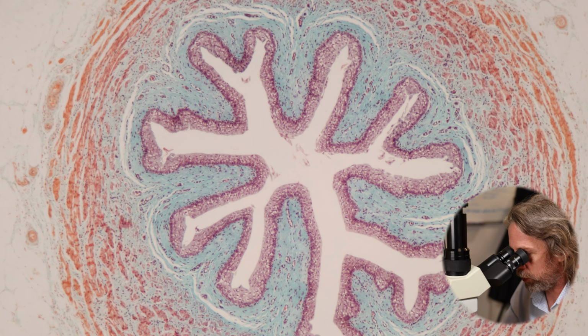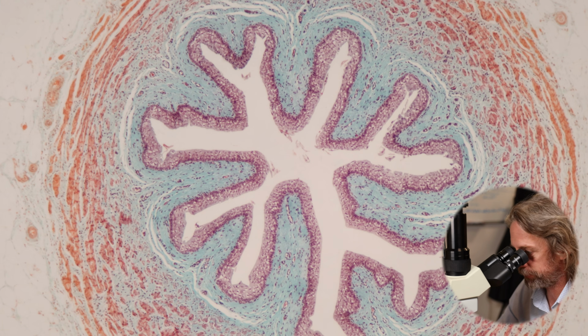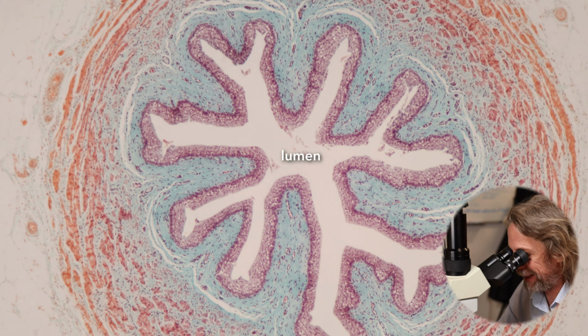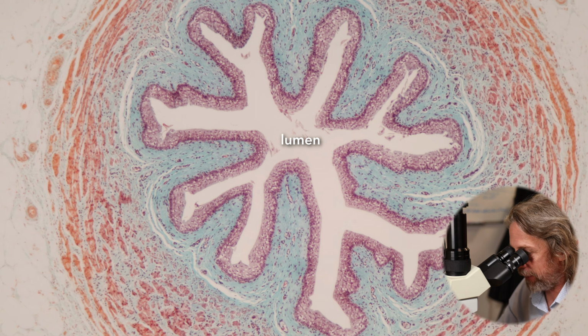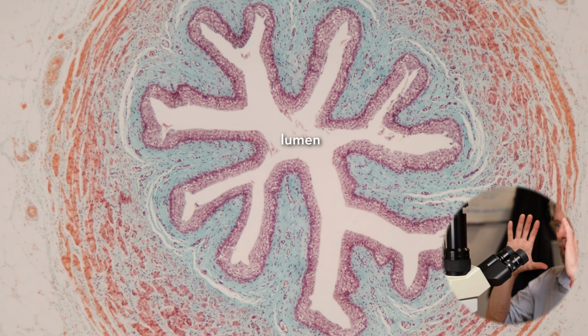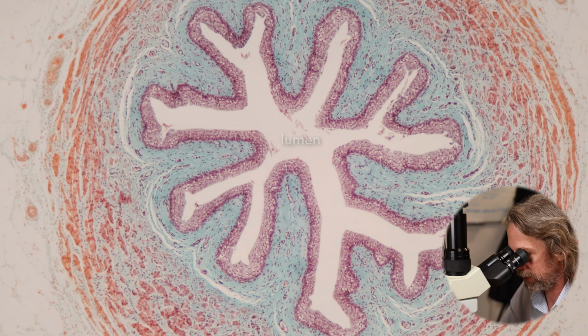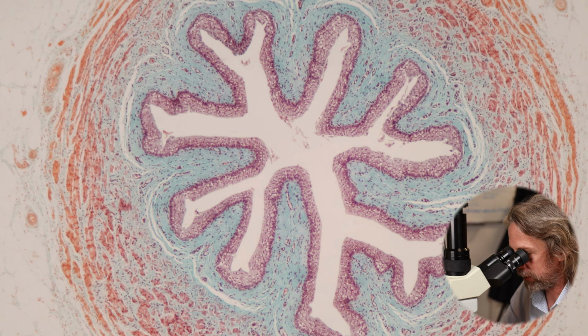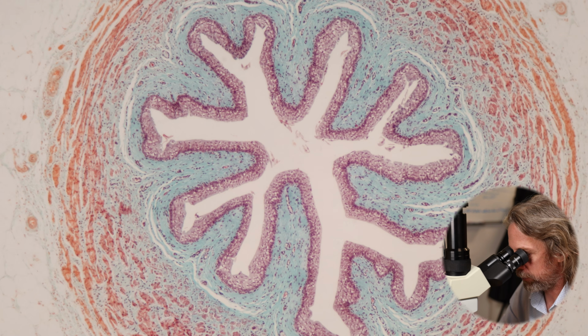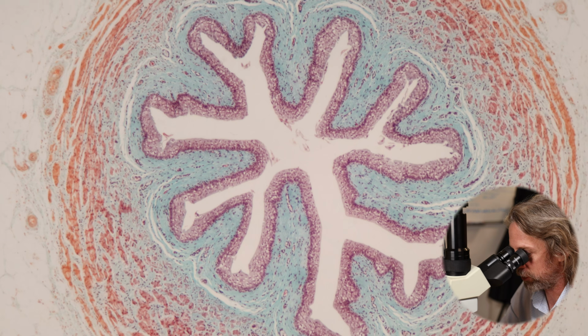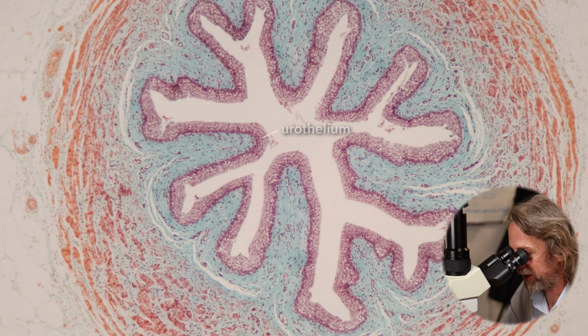This also looks like another beautiful Masson's trichrome stain. We can see the lumen in the center, and it's very, very folded, so it's in its smallest state. The green around it is connective tissue. Then the layer closest to the lumen, closest to the center of the tube, is our epithelium. That's urothelium again, a transitional epithelium.